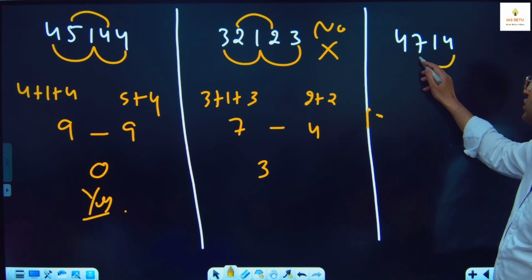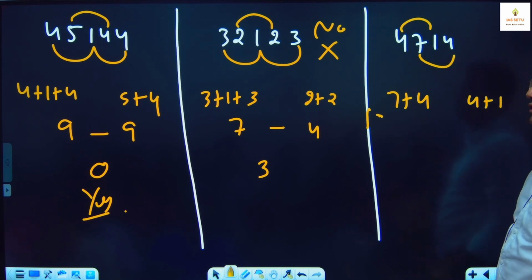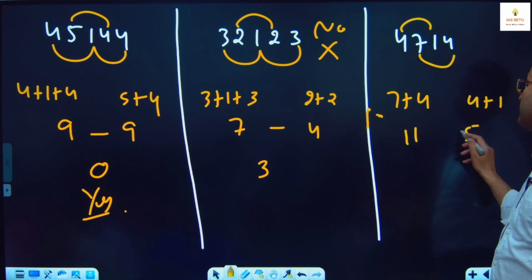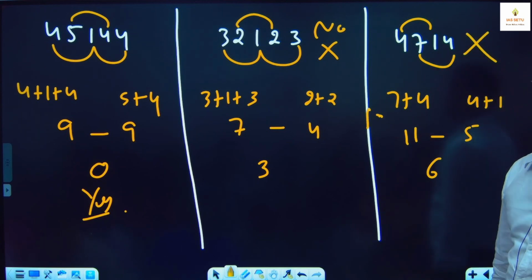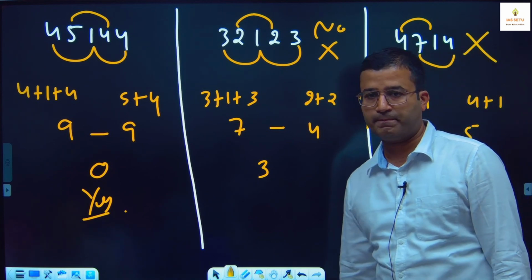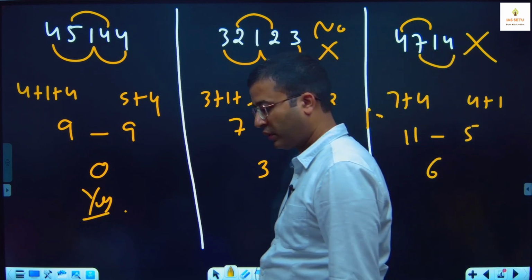Now in this question, this is 7 plus 4, this is 4 plus 1. This is 11, this is 5, here the difference is 6. So no, this number is not divisible by 11. First I dictate, then I come to that catch. Write it down.